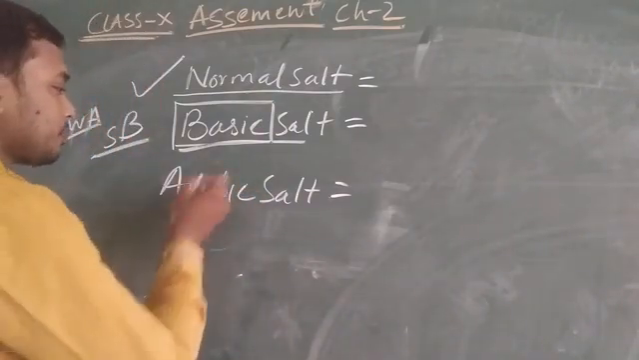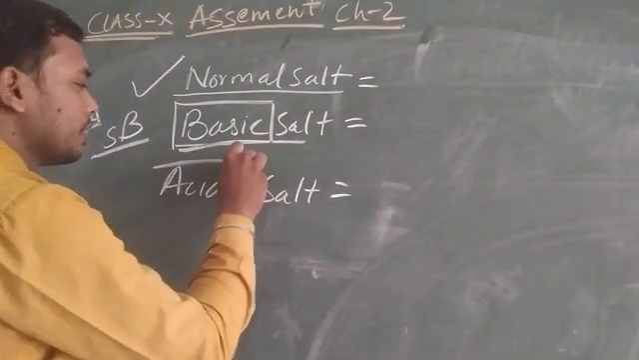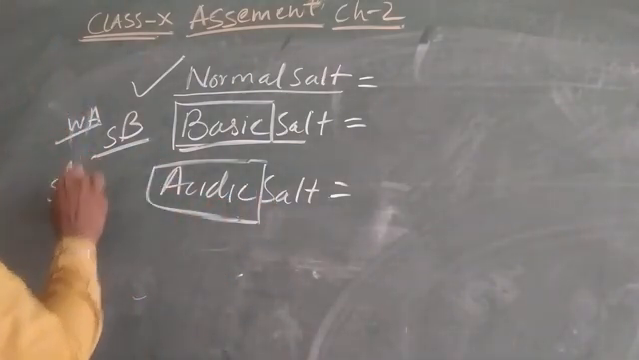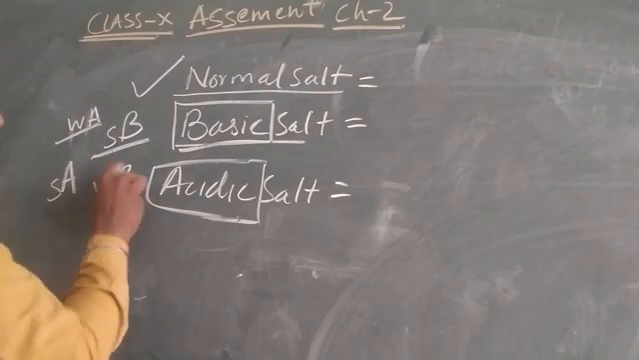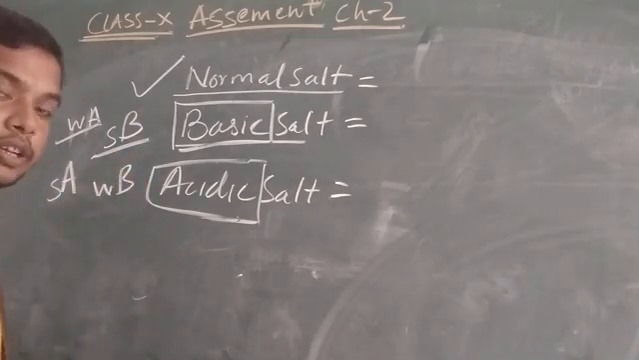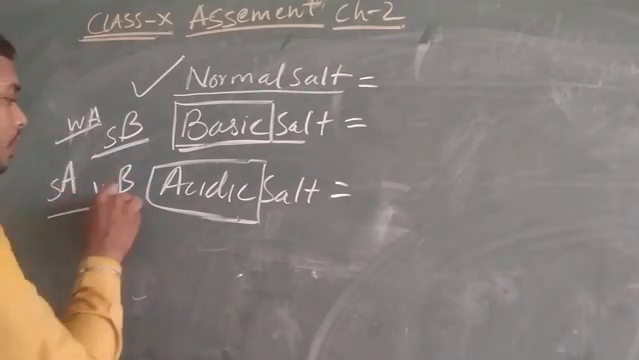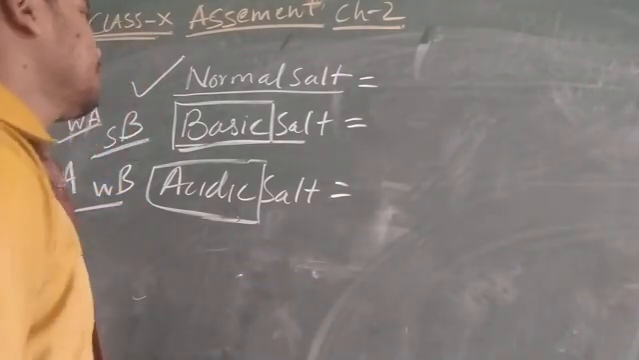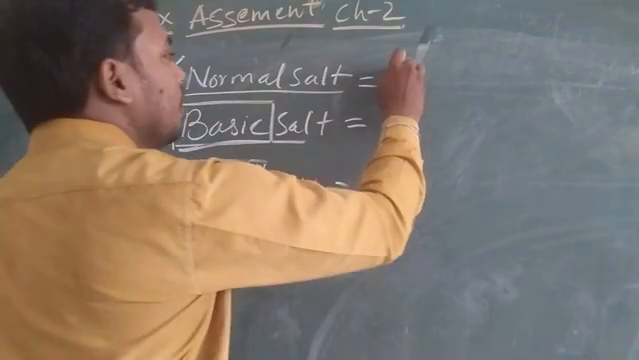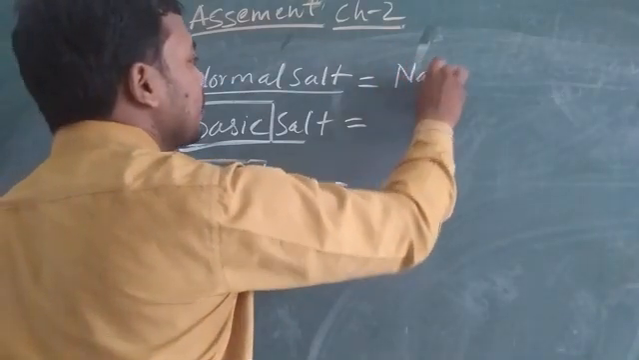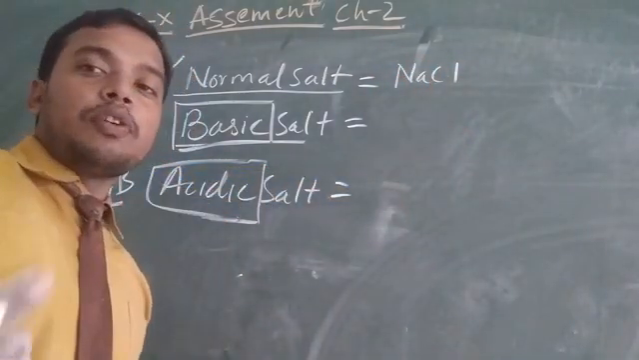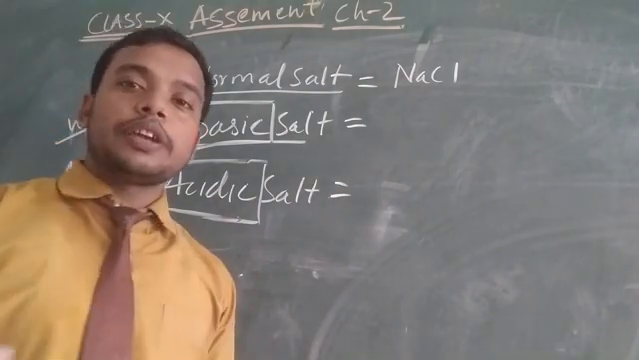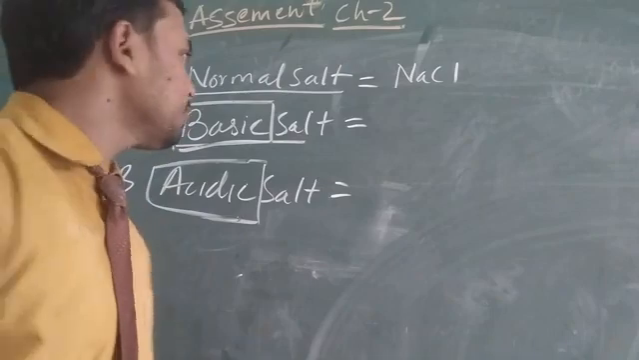Acidic salt is formed by the combination of a strong acid and a weak base. So now we will take some examples. For example, NaCl. NaCl is formed by the combination of sodium hydroxide and hydrochloric acid. You already know about them.